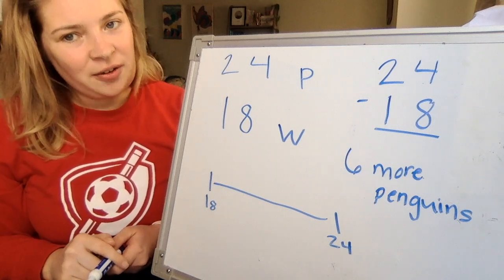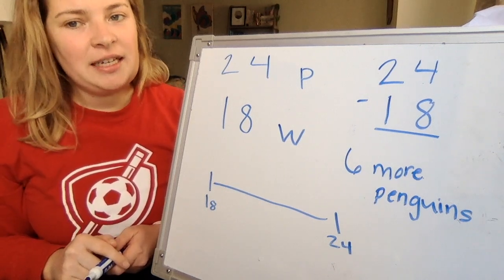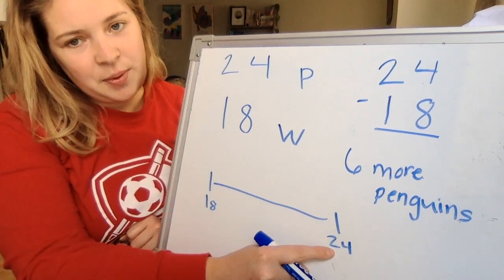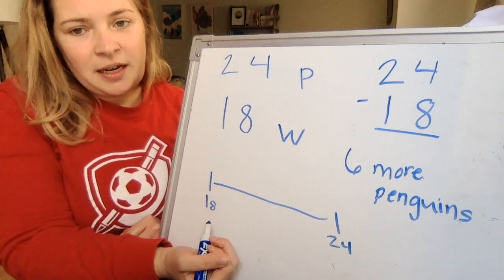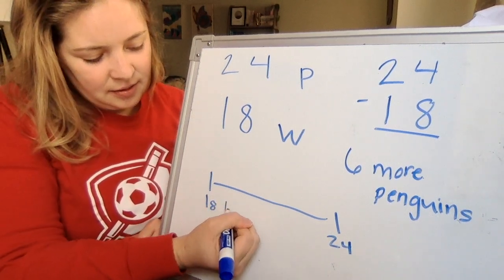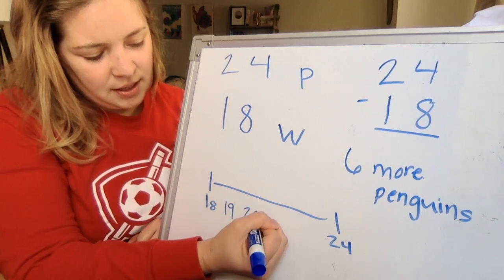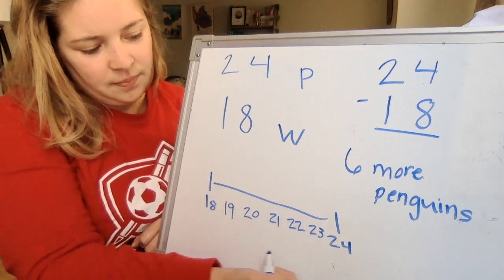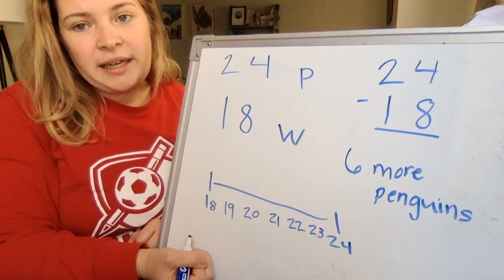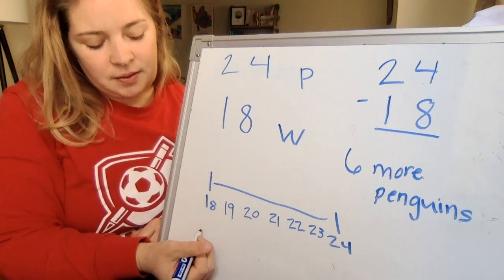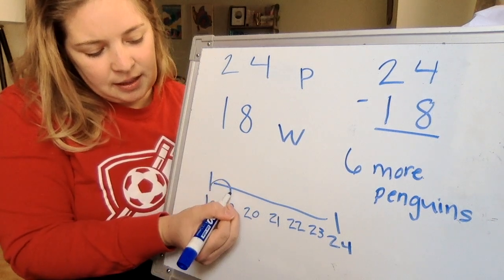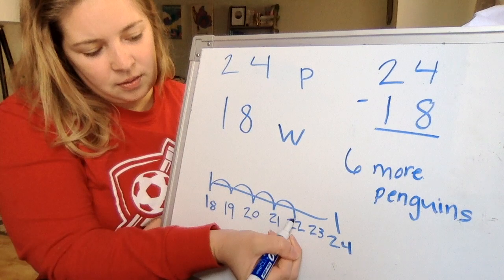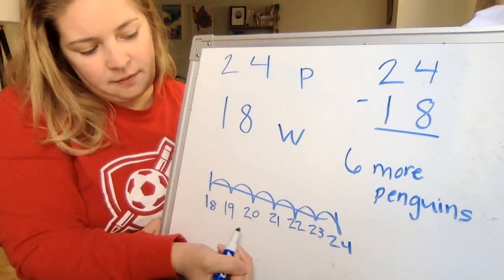If you got this answer incorrect, let's start by counting on. That means our number line starts at 18 and ends at 24. Let's put the numbers in between. 18, 19, 20, 21, 22, 23. Remember, we count the jumps between the numbers. So from 18 to 19 is 1, 20, 21, 22, 23, 24.